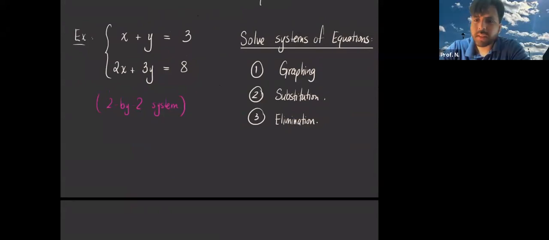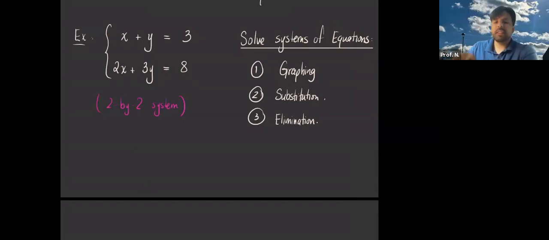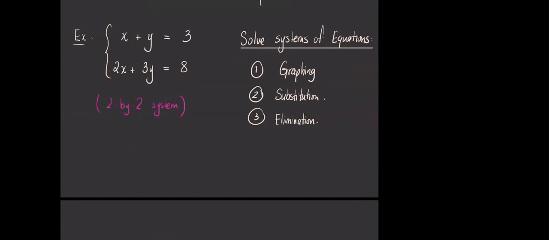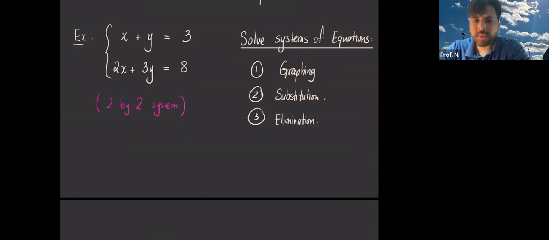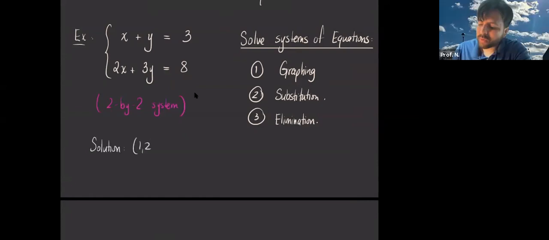I think, Professor, we can multiply the first equation by 2 or maybe 3. No, but I'm asking, does anybody know what the solution is without even doing anything? Does anyone see it? Yep, 1, 2. Does that make sense? The solution is 1, 2, where this is the x coordinate and this is the y coordinate.